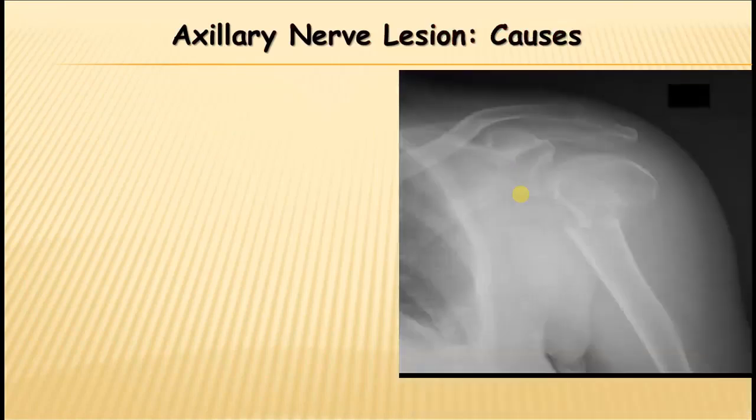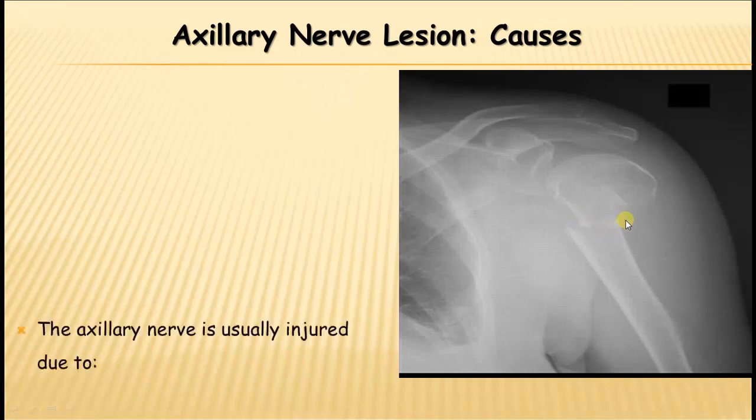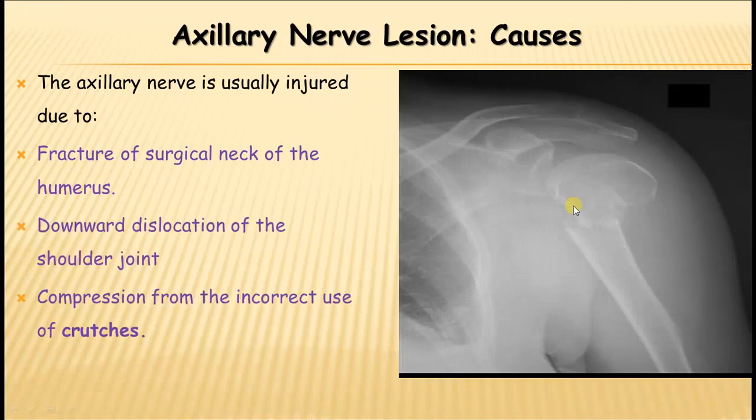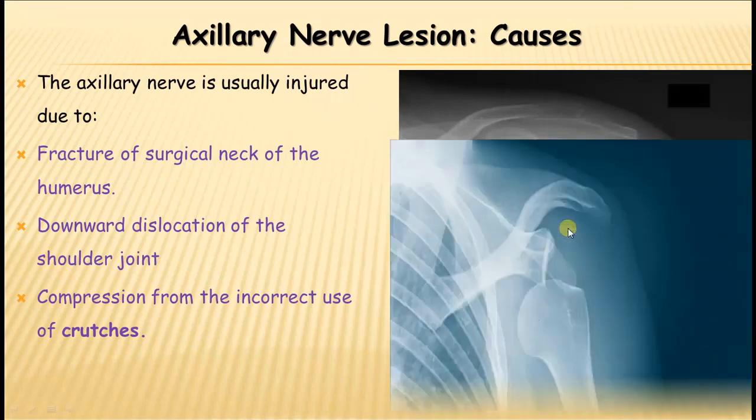So now, lesions of the axillary nerve. When does a lesion of the axillary nerve take place? Here you are able to see a fracture of the surgical neck of the humerus. When the surgical neck is fractured, there will be involvement of the axillary nerve. That is one thing. Or inferior dislocation of the shoulder joint, as I have mentioned earlier, can also cause this. And sometimes when you use crutches improperly, it will put pressure over the axilla, which in turn might compress the axillary nerve.